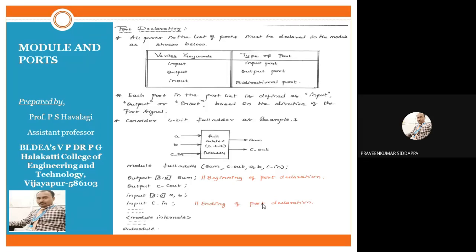But the first syntax is the example for list of ports. By seeing the first line, we will get it: these are the ports that should be available. But by seeing the next syntax, we will get it: these are the declarations, port declarations. Is it clear? Okay, so this one is about port declaration.